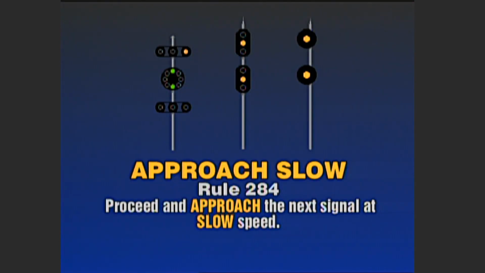Trains can take a lot of time and distance to come to a safe, smooth stop, and there are signal aspects that help an engineer know well ahead of time when and where he's going to have to stop his train. This aspect, approach slow, is one of them. Rule 284 tells the engineer that he can proceed, but he must approach the next signal at slow speed, usually no more than 15 miles per hour.